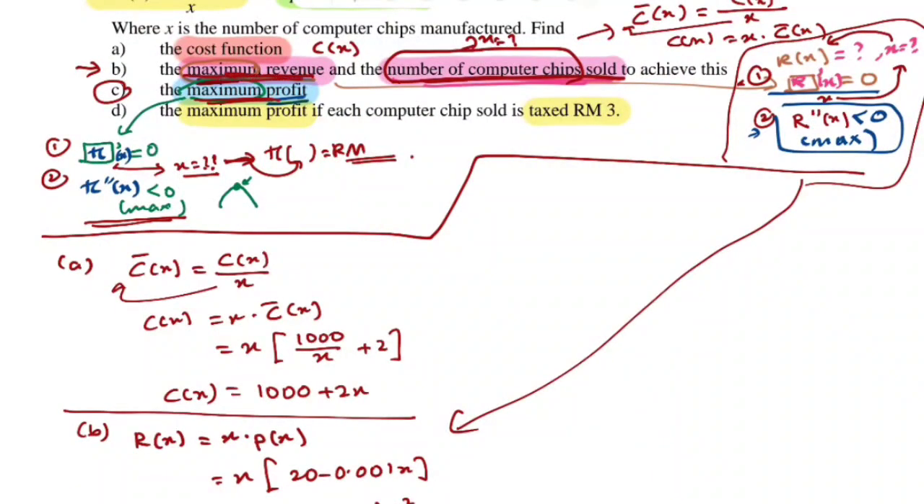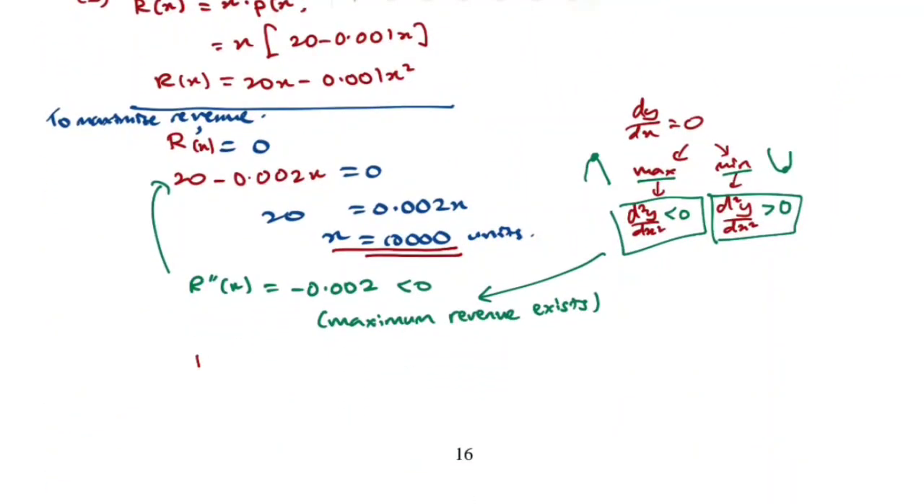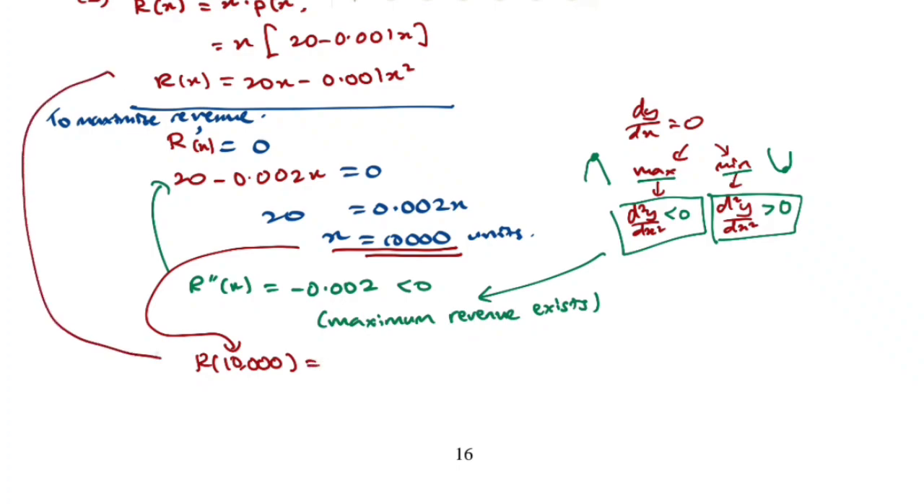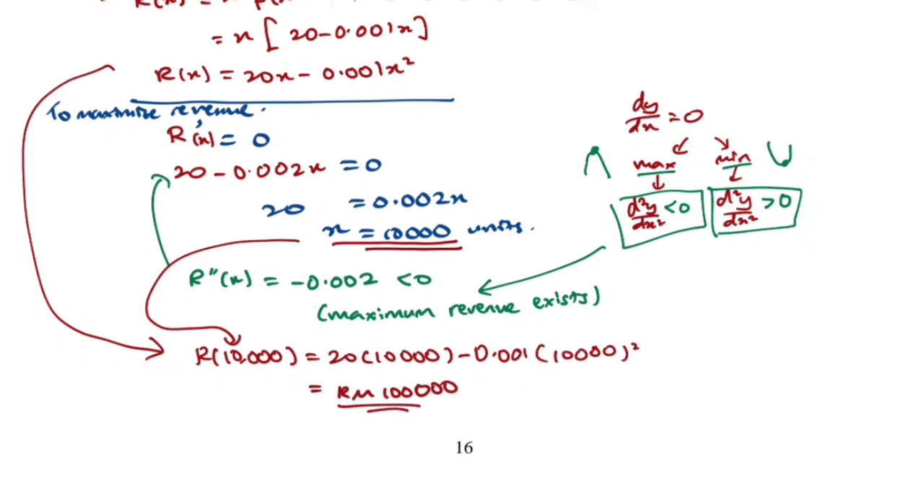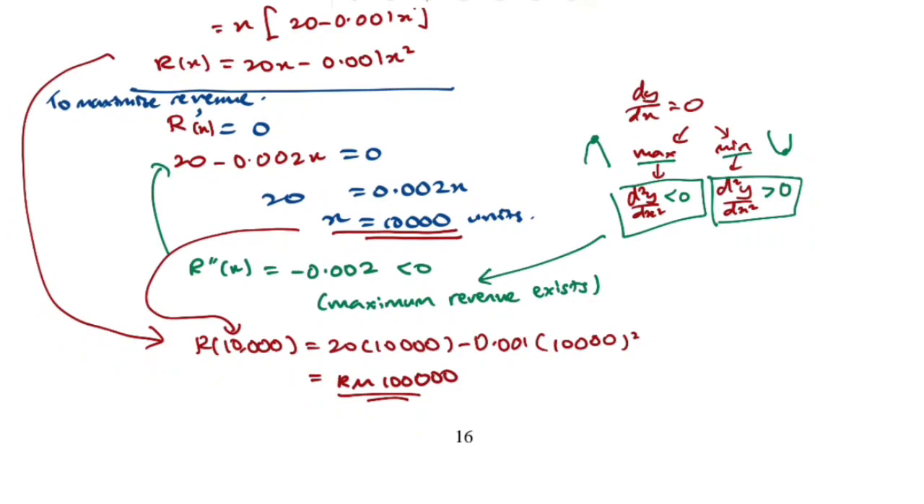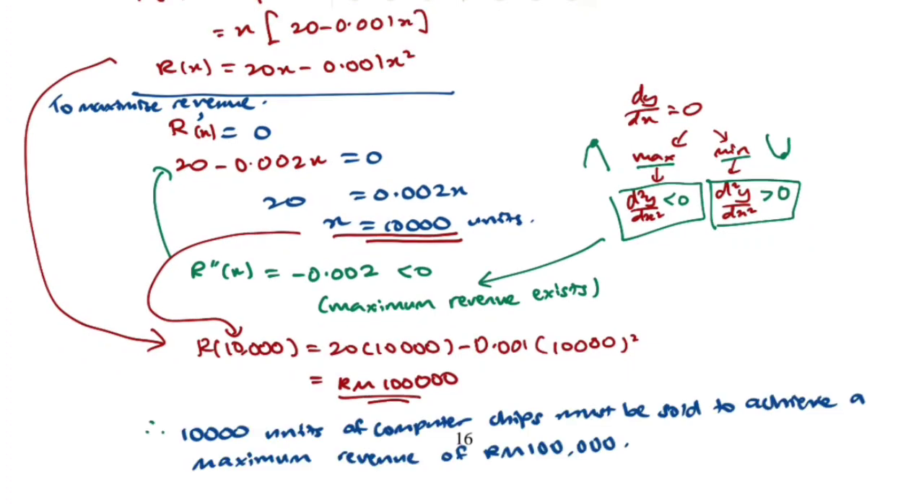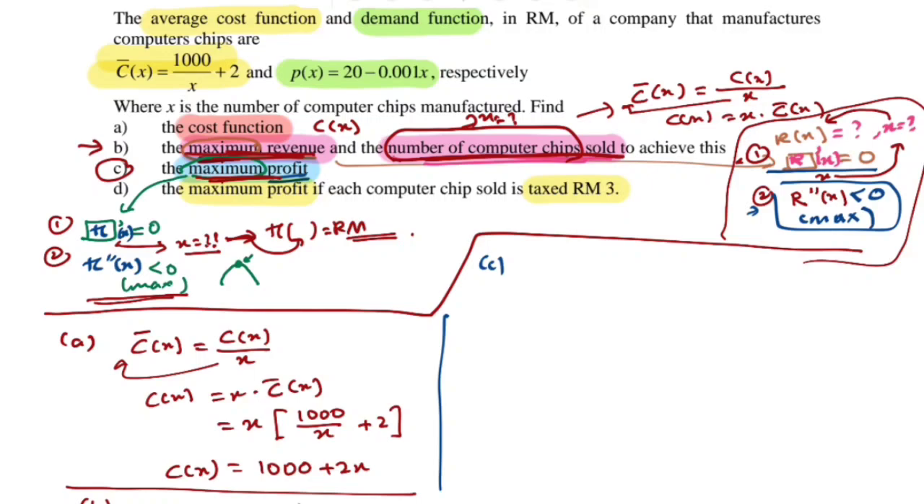This is just the value of the revenue with the number of units that maximizes that revenue. So substitute into the revenue function, and then press your calculator. Don't forget to write your units. Now, please write your conclusion clearly in words. Write something like that. Next question is to find the maximum profit.